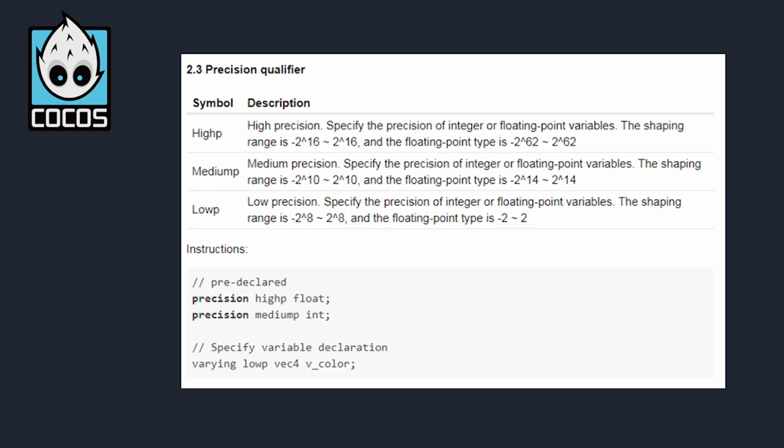You can specify the precision of integer or floating point variables. Precision qualifiers are divided into high precision, medium precision, and low precision. Their representative ranges are shown on this chart. The precision qualifier can be declared at the beginning to determine the precision of all int and float types. Of course, you can also set it for a single integer or floating point variable.